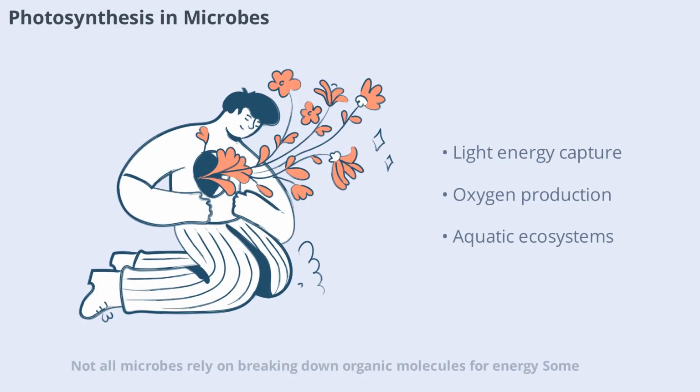Not all microbes rely on breaking down organic molecules for energy. Some, like cyanobacteria, can capture light energy through photosynthesis. These microbes use sunlight to convert carbon dioxide and water into glucose and oxygen. Microbial photosynthesis is vital for producing oxygen and supporting food webs, especially in aquatic environments.